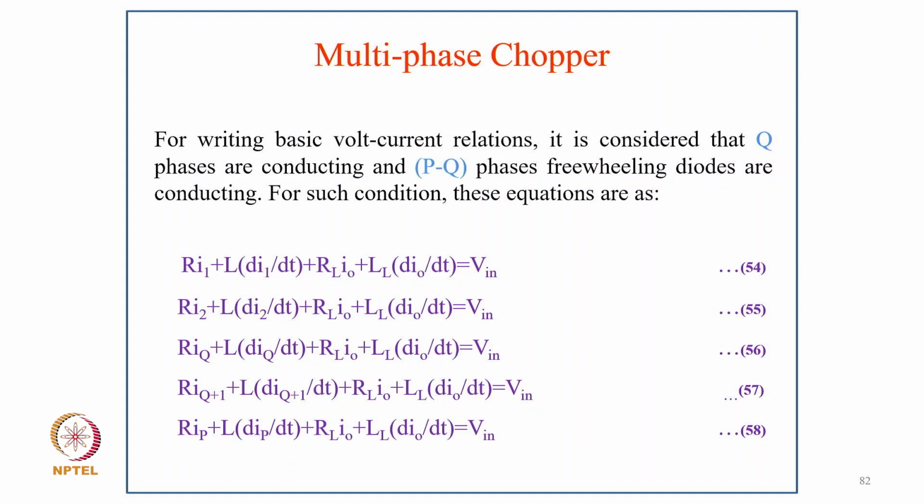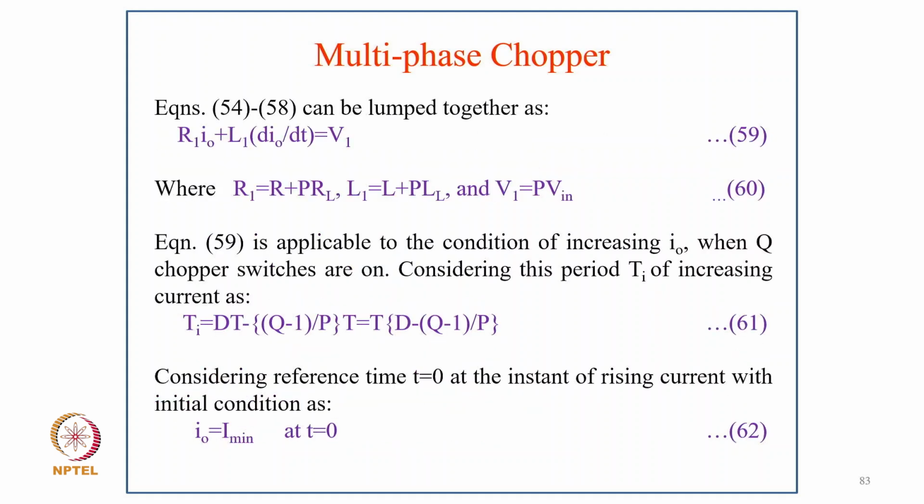For writing the basic relations, it is considered that Q phases are conducting and P minus Q phases have freewheeling diodes conducting. For such conditions, these equations are valid: R i1 plus L dI by dt plus RL IO plus L dIO upon dt equals V in. And similarly, it goes for all the choppers, the equations valid for up to P choppers. For the case where all P choppers are on, the equivalent becomes R1 IO plus L1 dIO upon dt equals V1, where R1 is equal to R plus P RL, L1 is L plus P LL, and V1 equals P times Vin.